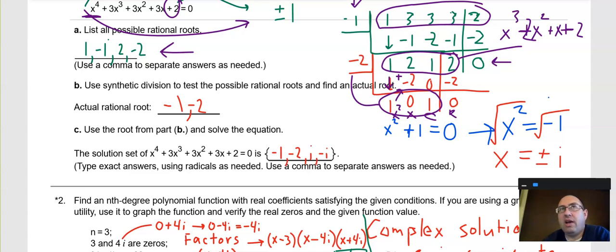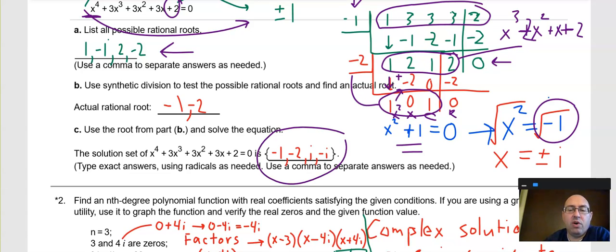Now, it's a quadratic. Do I need the quadratic formula? No, not in this case. There's no linear term, so I can simply subtract 1 to the other side and take a square root. But when you take the square root, remember you've got to have the plus and the minus, and the square root of -1, that's i. That's not a real number. That's right, folks. We have two real numbers, which were -1 and -2.